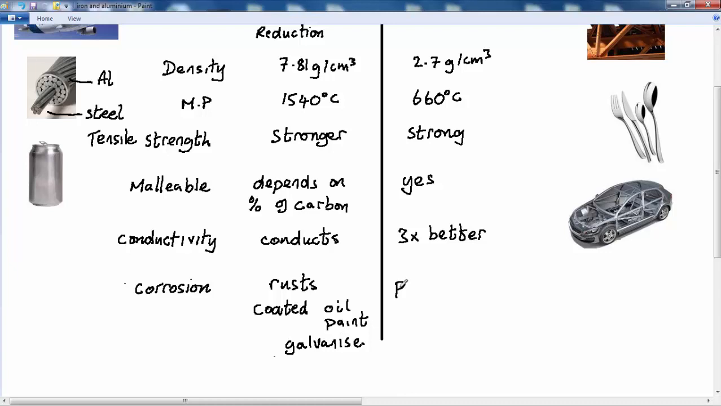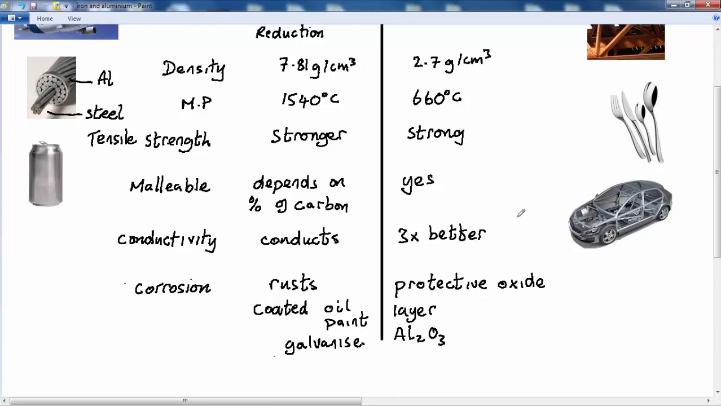whereas aluminium is coated with a protective oxide layer. A thin layer of aluminium oxide adheres to the aluminium lattice, it sticks to the lattice, and it prevents oxygen or water from attacking the metal. So aluminium has this advantage over iron.